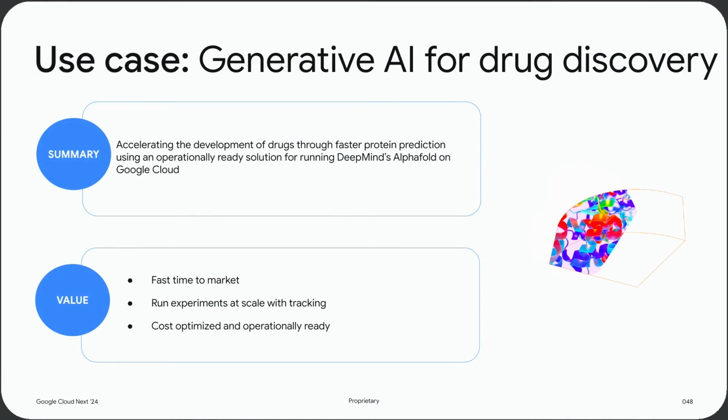And as Joanna mentioned a little bit earlier, accelerating the development of drugs through faster protein predictions. And so we're going to take a little bit deeper dive on that one next. So in this use case model, AlphaFold was used to help with protein prediction to support drug development. And this was really helpful for the organization because it helped them get to market faster because it allowed them to train and run those experiments at scale, and that they were able to get their costs optimized and ensure that everything was ready operationally to get to market and bring those drugs forward.